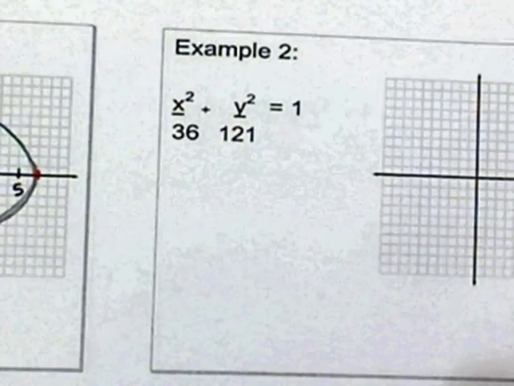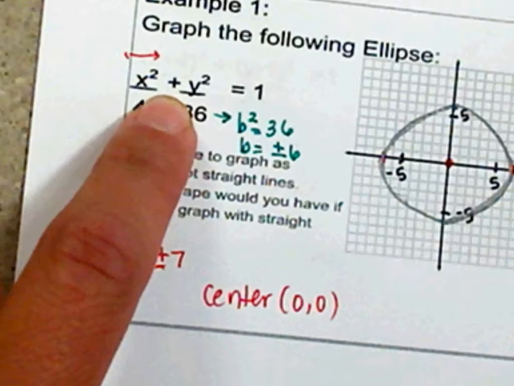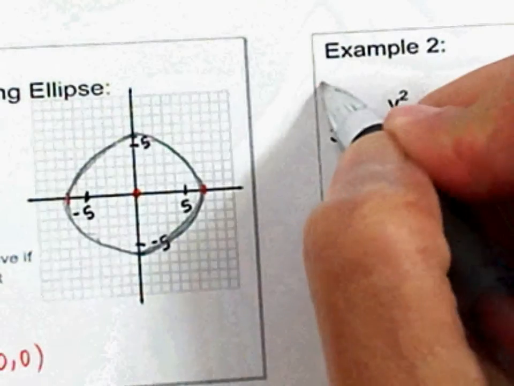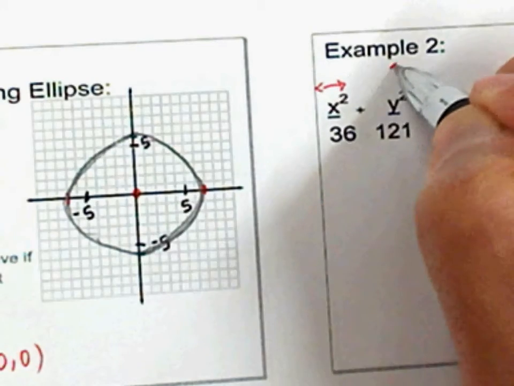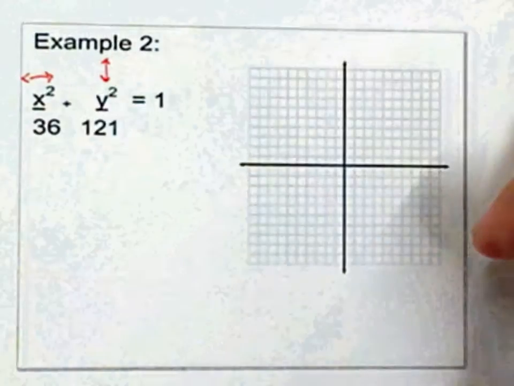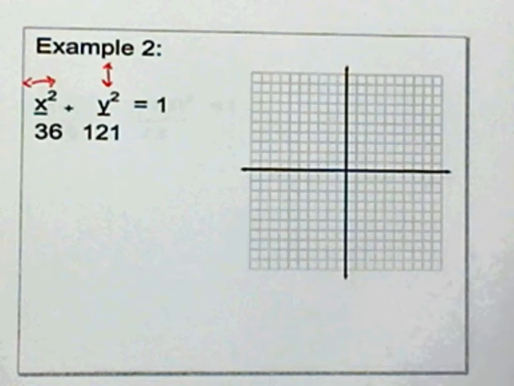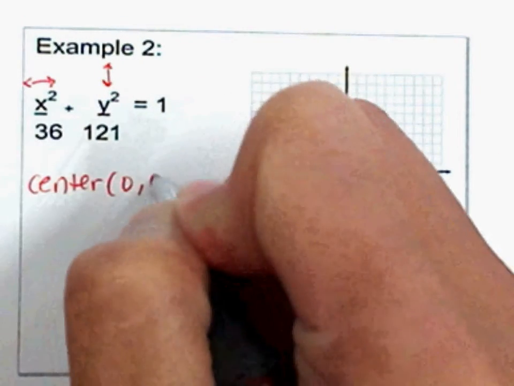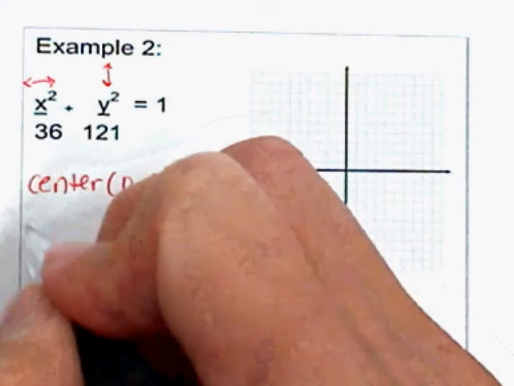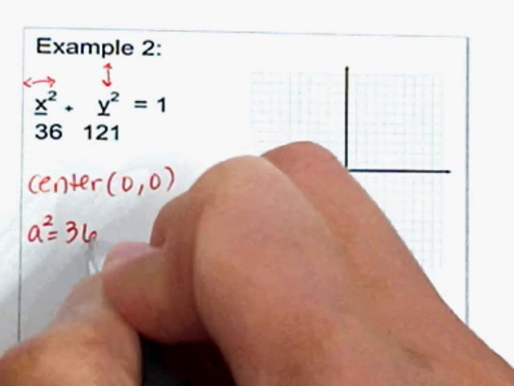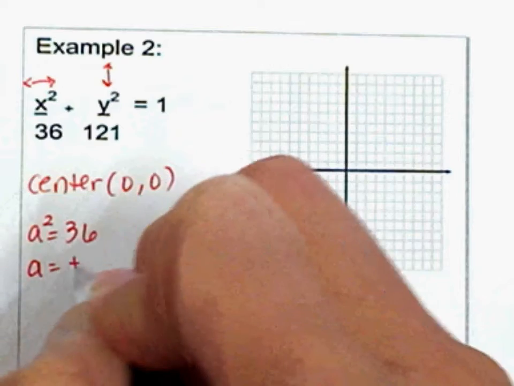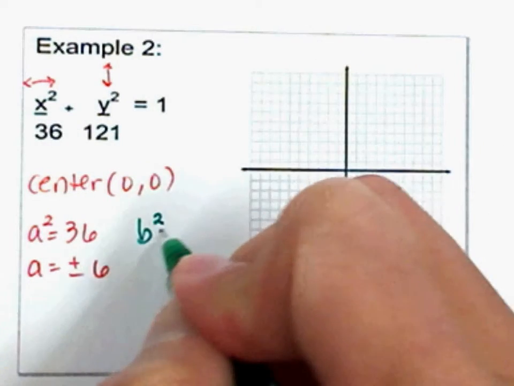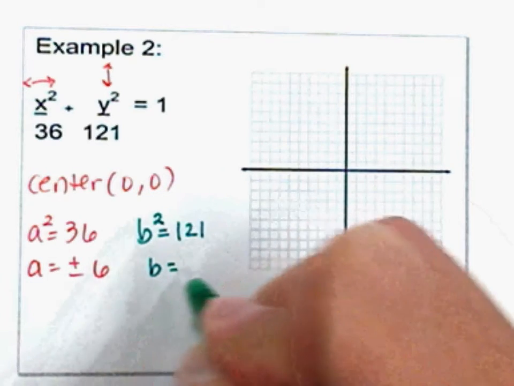Notice this is a plus sign. I want you to be aware of that as well. X goes left and right, y goes up and down. So let's look at example 2. Your center is 0, 0. A squared is 36, so A is plus or minus 6. B squared is 121, so B is plus or minus 11.